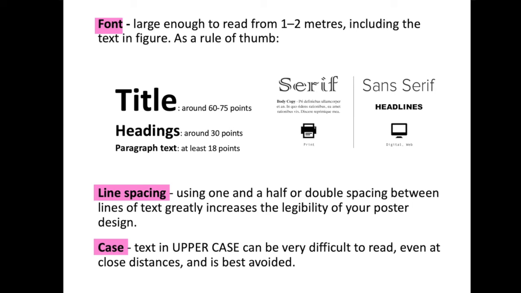Ideally, what you want to achieve is a title or heading of around 60 to 70 points. Any headings should be around 30 points, and paragraph text should be around 18 points. And these three examples are exactly at 60 points, 30 and 18.